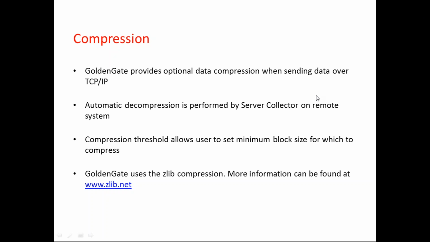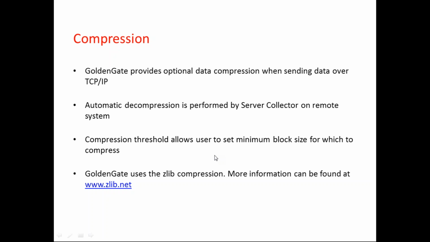GoldenGate provides an optional data compression when sending over TCP/IP. Automatic decompression happens, so you just have to compress it. You need not decompress your data, because it will automatically decompress when it reaches the target. It just saves network usage, and not much configuration is required.